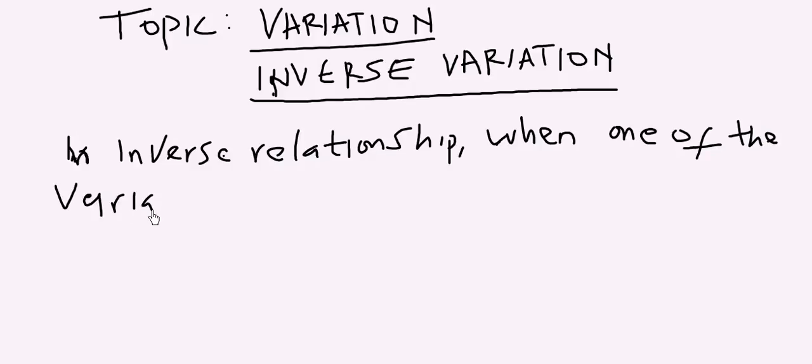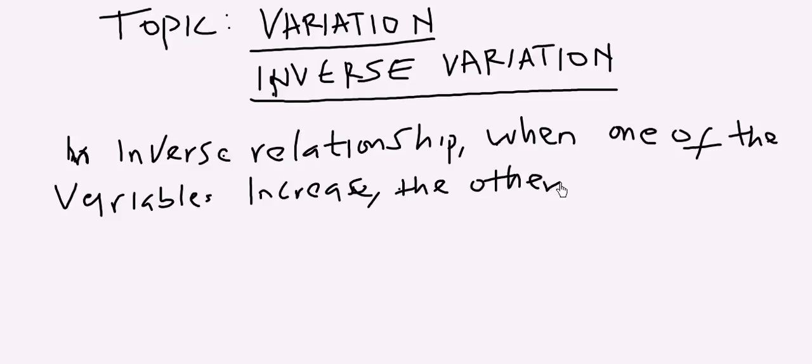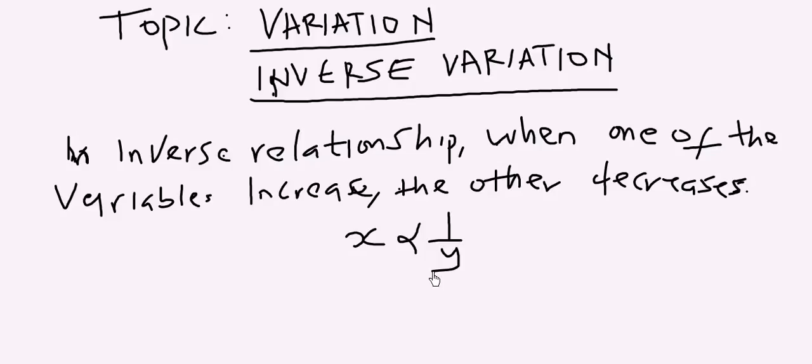So in an inverse relationship, of the variables, when one of the variables increases, the other decreases. So if we have, say, x varies inversely as y, this is how to write that.